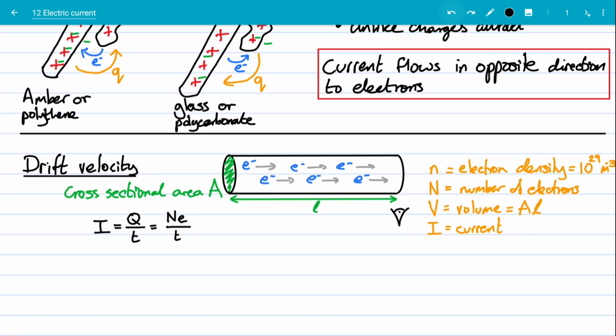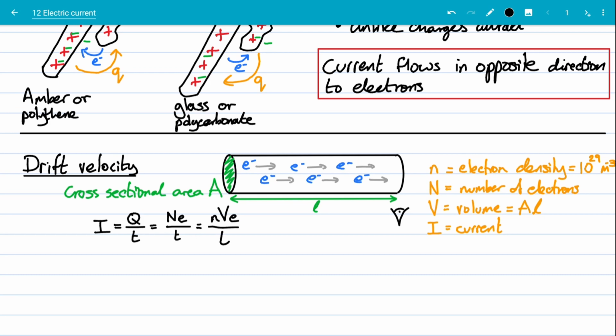But it doesn't matter at all because we're looking at flow of electrons rather than flow of charge. I'm not bothered about the negative signs. For this, I'm just trying to derive an equation. And how many electrons have I got? Well, the number of electrons is the electron density multiplied by the volume. So n, little n, is how many electrons per cubic meter, and V is how many cubic meters.